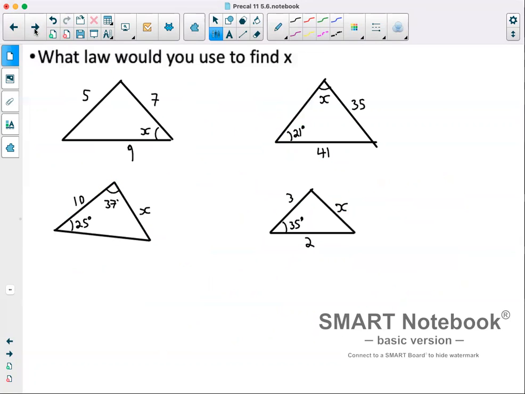Okay, so looking at these, which law would you use to find x? This one, I have all three sides, so that tells me I would use cosine. This one, I have an angle and its opposite side, and I have a side opposite what I'm solving for, so I would use sine. This one, I have an angle opposite what I'm solving for, and technically I also know this angle because 180 minus these two gives me this, which gives me an angle and its opposite side, so I would use sine law. This one, I have two sides with the angle between them, so I would use cosine law.